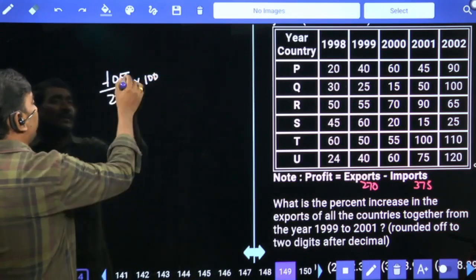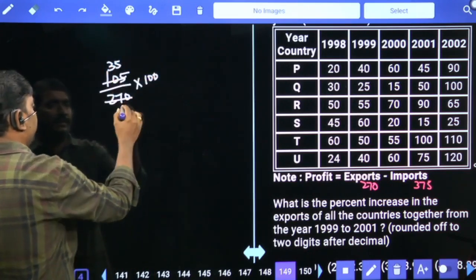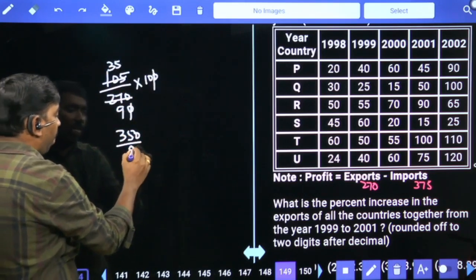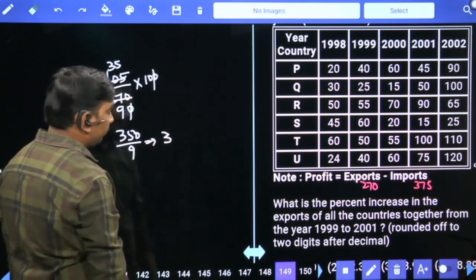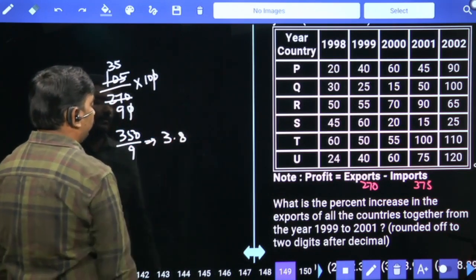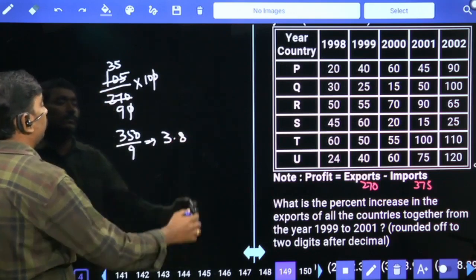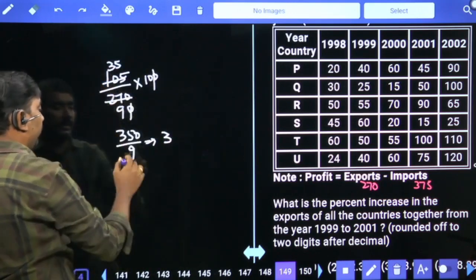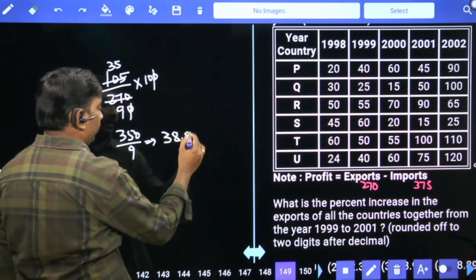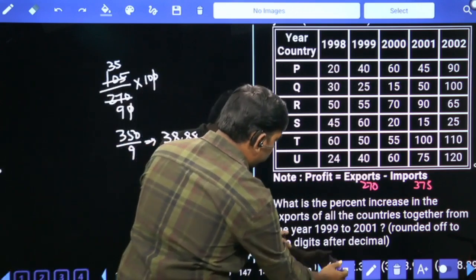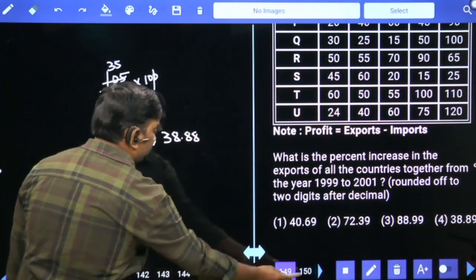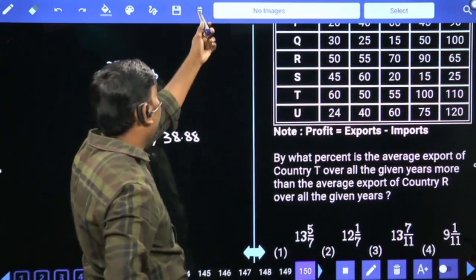350 by 9. 9 3s are 27, left with 80. 9 8s are 72, 80. 38.88. Approximately the fourth option. The last but not the least.